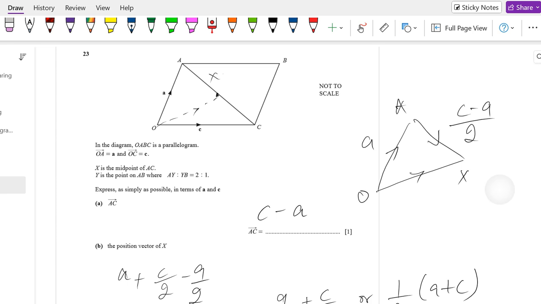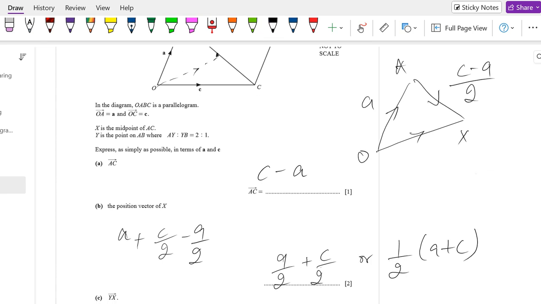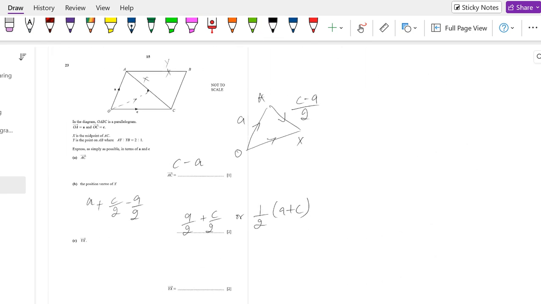Yx. Y would be 2 ratio 1 of AB. So somewhere here would be your Y, and for that purpose I can draw this triangle A Y X. So since it's a parallelogram, AB would also be C and AY would be 2/3 of C.